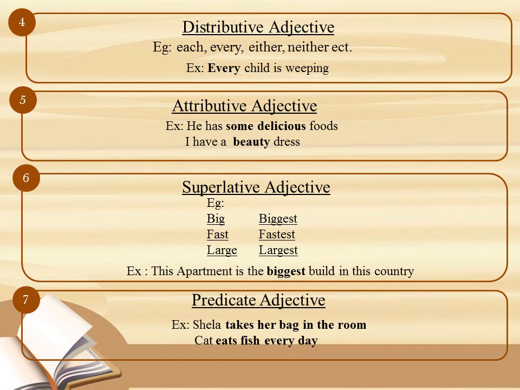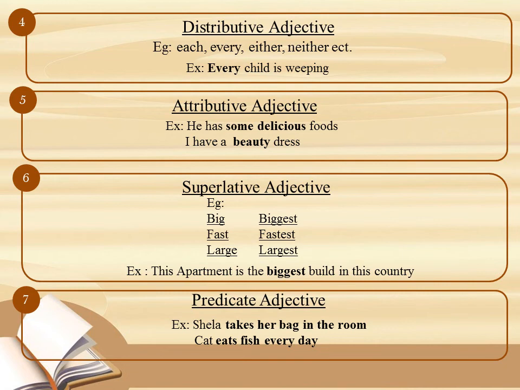The sixth is superlative adjective. Superlative adjective is an adjective used in comparisons to describe something as being of the highest degree or extreme. We use superlative adjective when making comparison of 3 or more people or things, such as biggest, fastest, largest, etc. For example, this apartment is the biggest built in this country. In this sentence, biggest is superlative adjective.